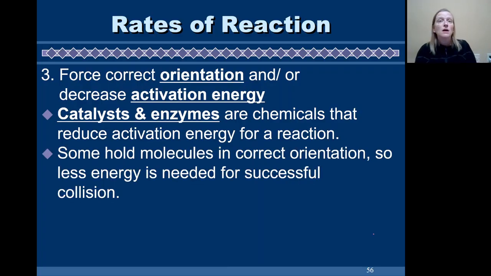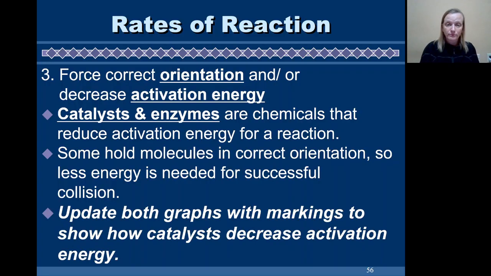Some of these chemicals work by holding molecules in a correct orientation so that less energy is needed for a successful collision. We'll look at reaction pathway diagrams and a Maxwell-Boltzmann distribution to show how catalysts and enzymes work to make the reaction happen faster.